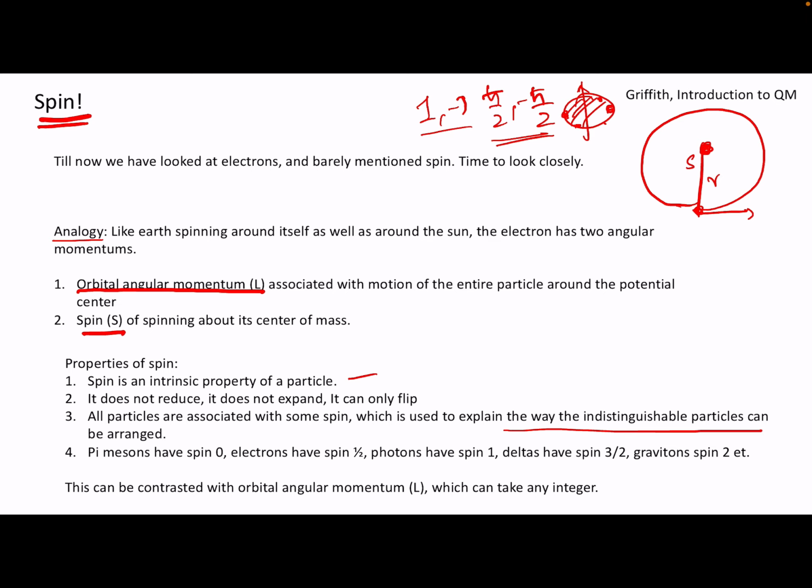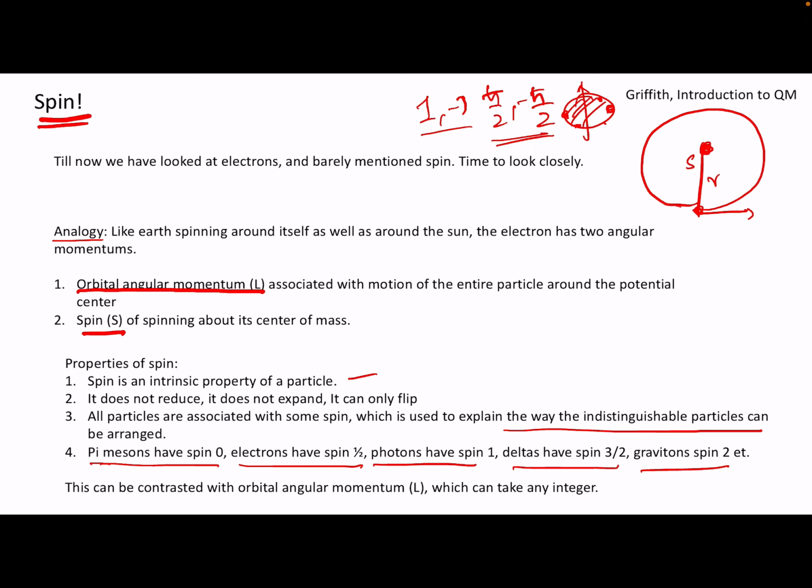Particles which have a spin quantum number which are integers are called bosons. Particles which have spin quantum numbers which are non-integers are called fermions. And fermions always have a negative sign in the wave function expansion when we swap particles, right? So that's what we saw previously. So let's say the pi mesons have spin 0, electrons, as we saw previously, are fermions, have spin 1/2, photons have spin 1, delta has 3 by 2, and gravitons have spin 2, and so on and so forth.